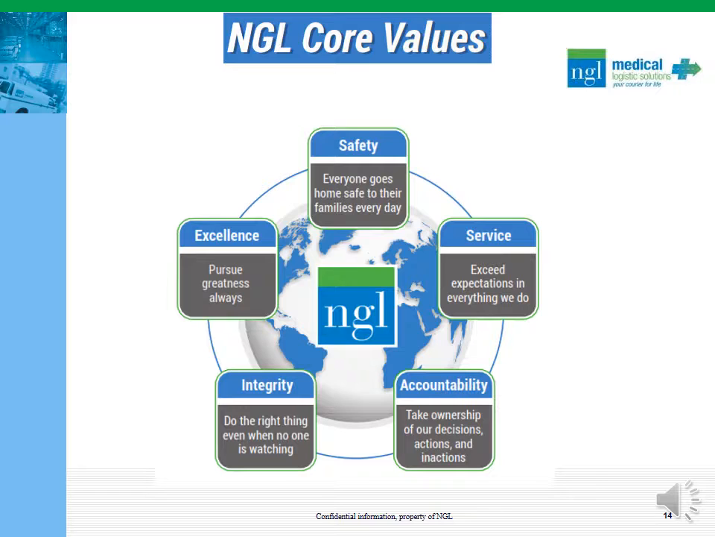Our third core value is accountability. Again, as a company and as each individual, we need to take ownership of our decisions, our actions, and our inactions, and display integrity by doing the right thing even when no one is watching. And our fifth and last core value is excellence. We need to pursue greatness as a company and individually, always.